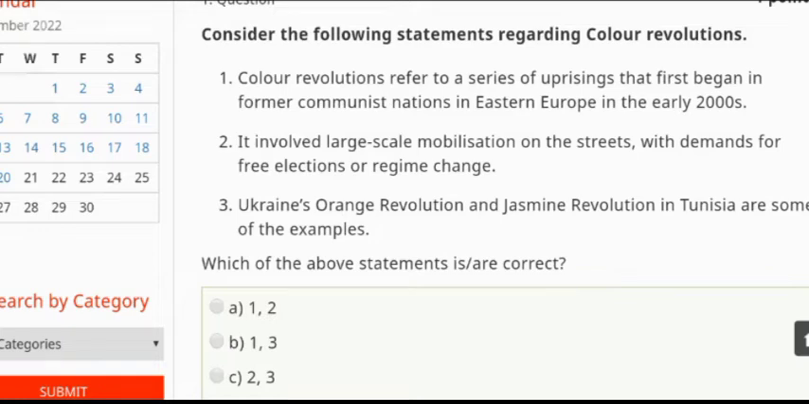Second is, it involved large scale mobilization on the street with demands for free election or regime change. This is the main aim of such revolutions. Their demands are free elections, or regime change. Also if some mishappenings occur in the government, for example a military coup or some problems in an election, then also these color revolutions are seen in various countries. Now the Ukraine Orange Revolution was very famous, and the Jasmine Revolution in Tunisia was also famous. The Jasmine Revolution in Tunisia was the start of the Arab Spring. These are the examples. So if you don't know, then just read this question and learn this. Otherwise you can also browse it on the internet.